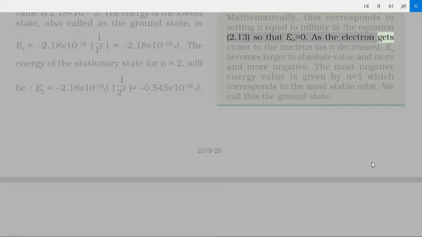As the electron gets closer to the nucleus, as n decreases, En becomes larger in absolute value and more negative. The most negative energy value is given by n = 1, which corresponds to the most stable orbit. We call this the ground state.